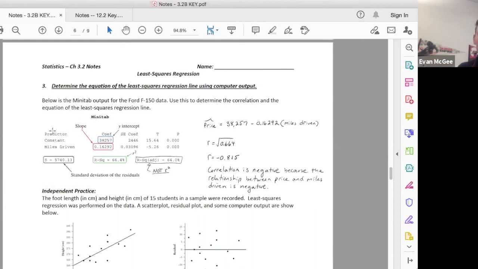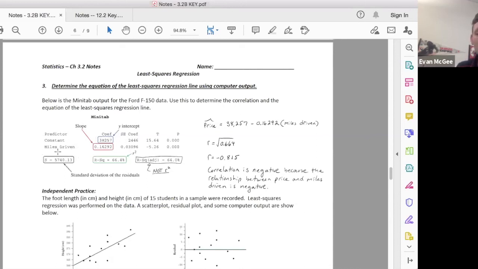So it's pretty simple. You have the constant, which is the y-intercept. So this 38,257 is the y-intercept. And then the coefficient of the x variable, which was miles driven, is your slope. So think about just your equation, y equals mx plus b. M is the slope, which is the coefficient of x. So the coefficient of x is always going to be your slope for your equation.